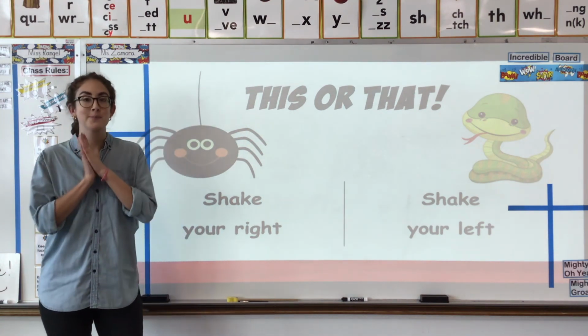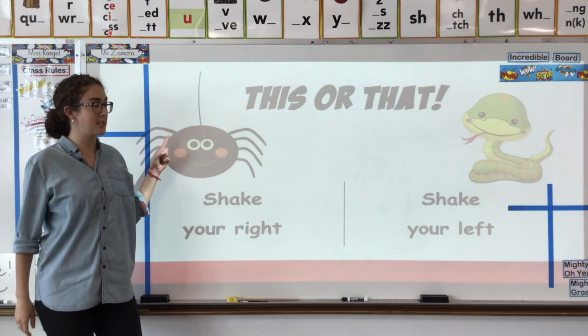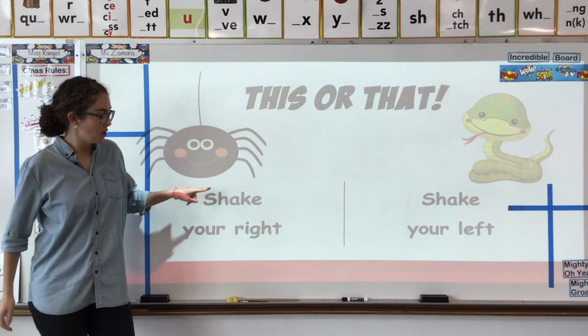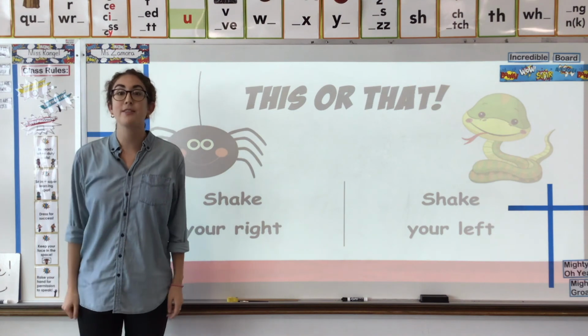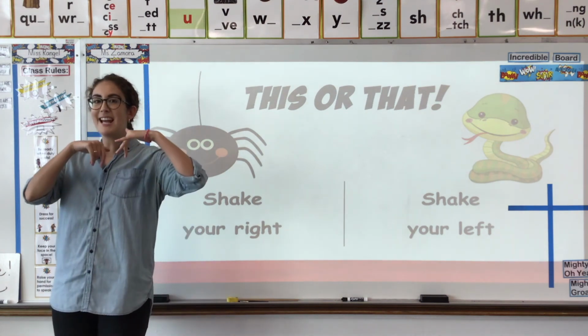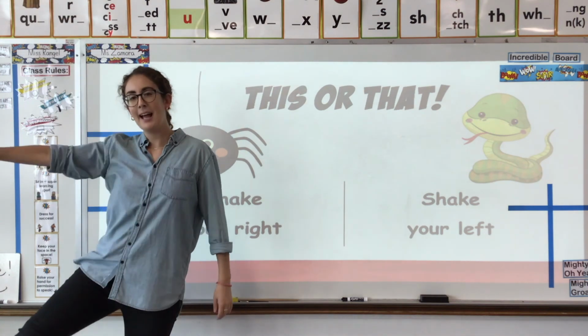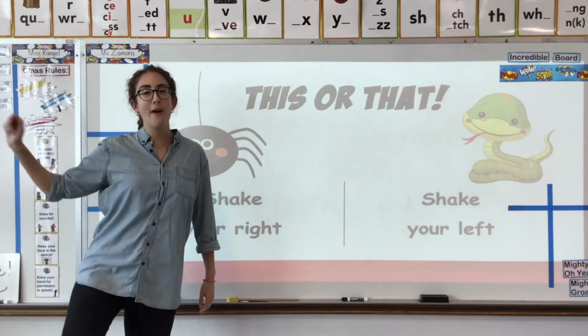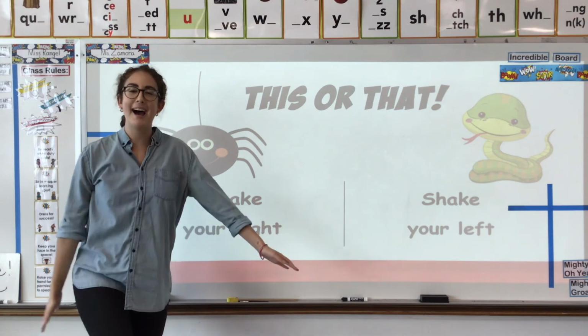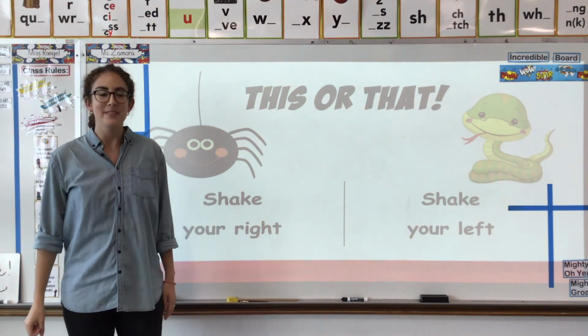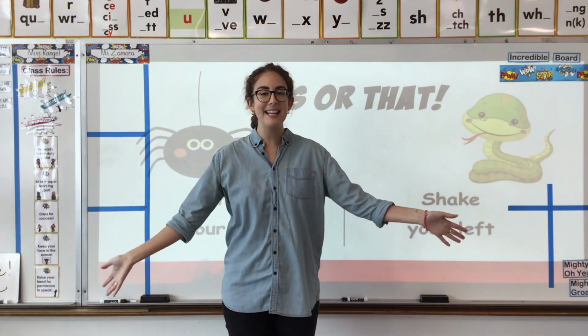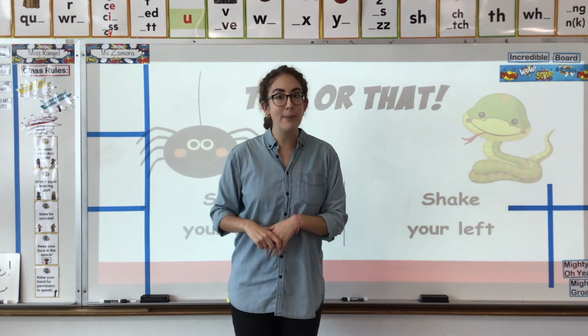I would choose a spider because they're smaller, so I'm going to shake the right side of my body for 5 seconds. Are you ready? Here we go. 1, 2, 3, 4, 5. That is it. I got to shake part of my body. So now I'm going to come sit right back down.